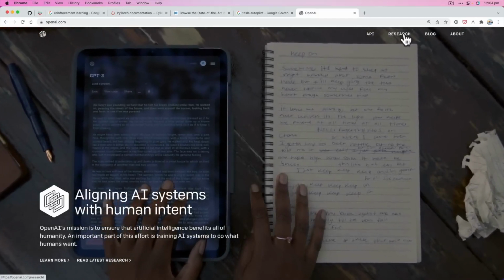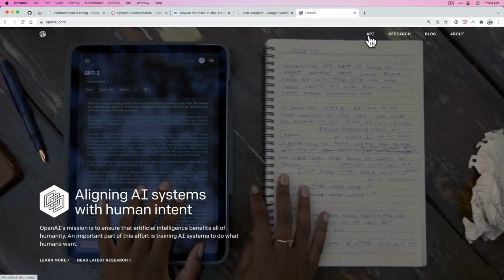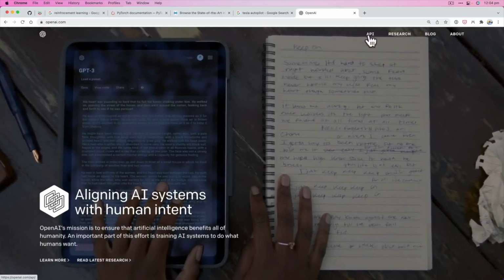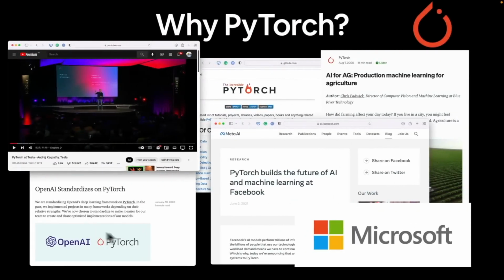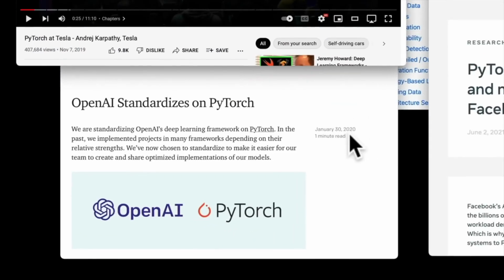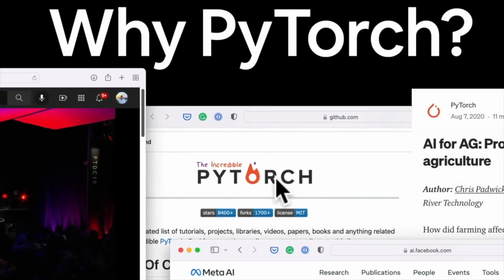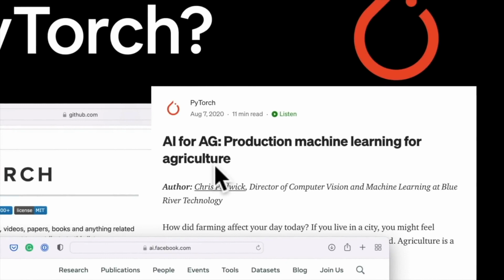So they've got a great blog, they've got great research, and now they've got the OpenAI API, which you can use to access some of the models that they've trained, presumably with PyTorch, because this blog post from January 2020 says that OpenAI is now standardized across PyTorch. There's a repo called the Incredible PyTorch, which collects a whole bunch of different projects that are built on top of PyTorch.